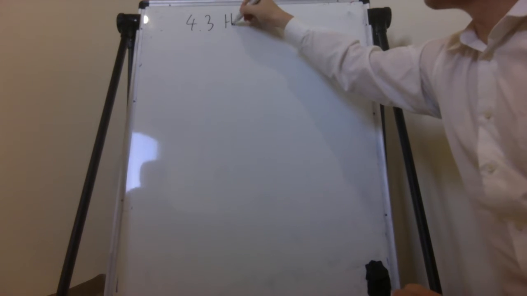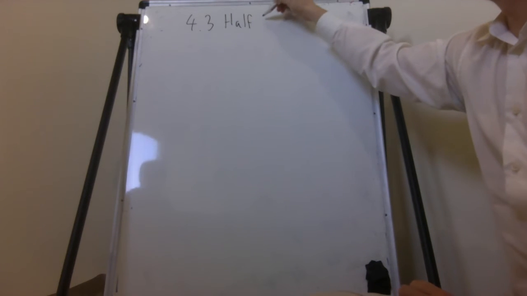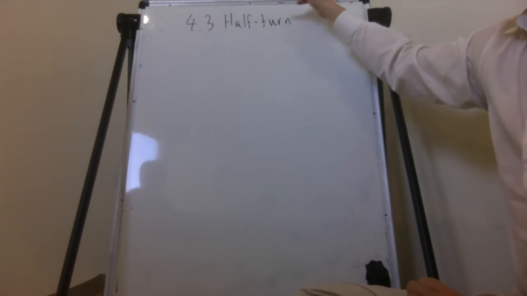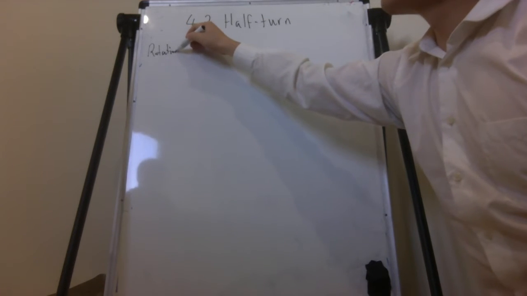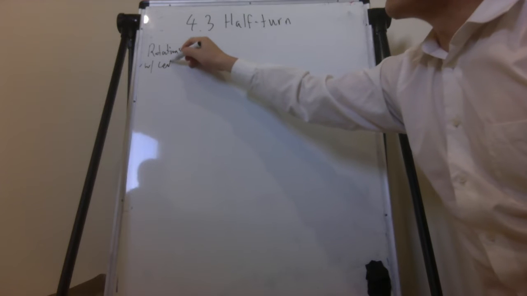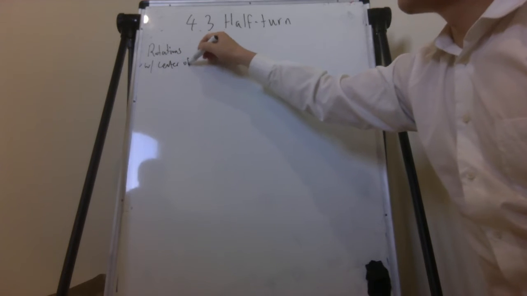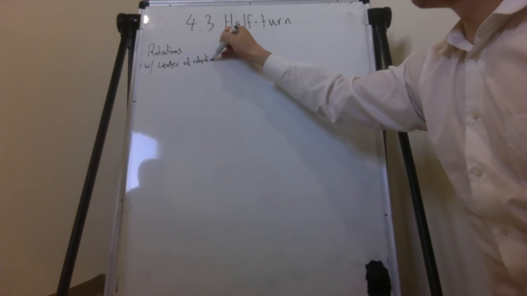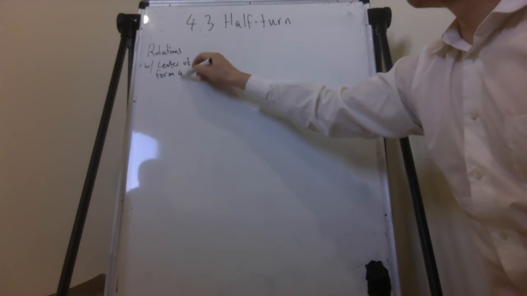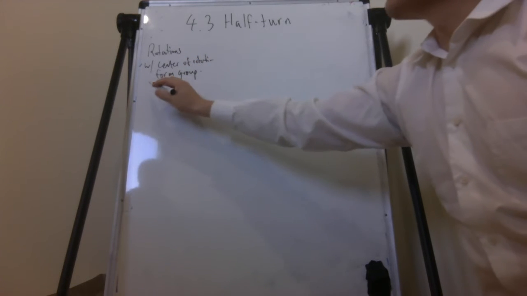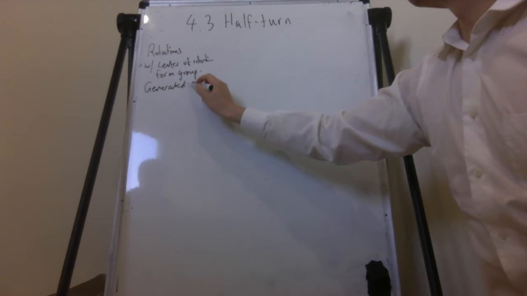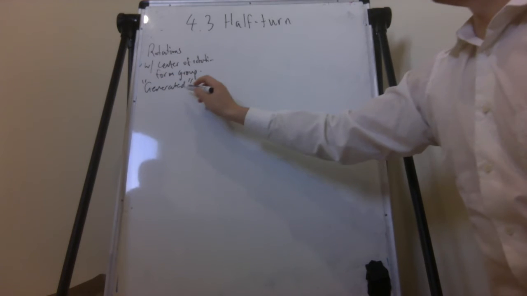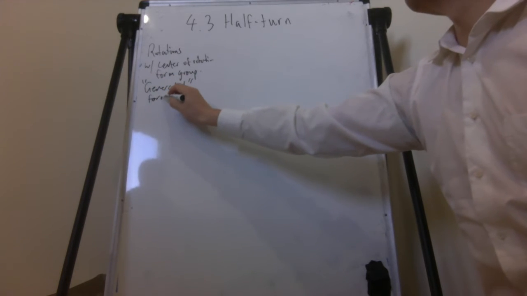4.3 half turn. So in 4.2, we should have said the rotations with the same center form a group, yeah? And the other thing was the ones generated by ones of differing centers form a group, yeah?